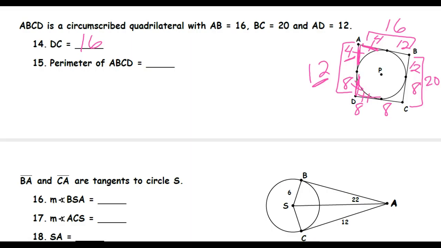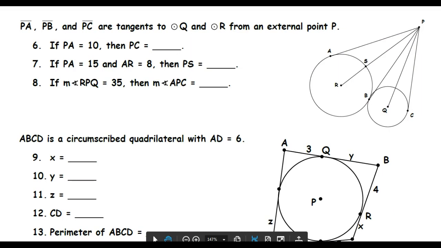Yeah, okay. And we are looking for, if the measure of RPQ, there's a lot of angles going on here, isn't there? RPQ, this angle is 35. Then we want to know the measure of APC. So we want the whole thing, right? Am I reading that right?